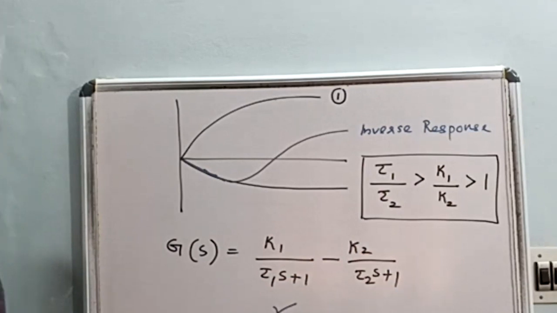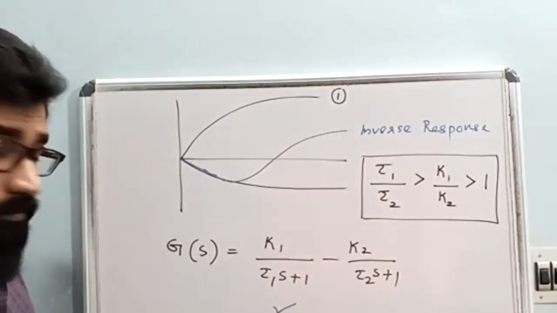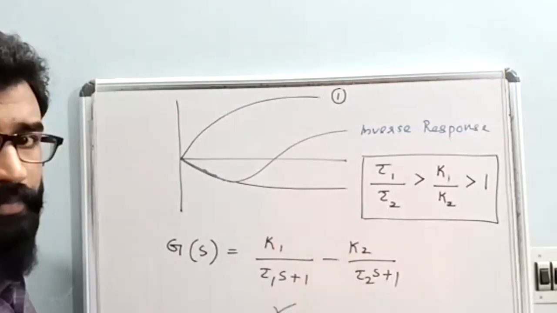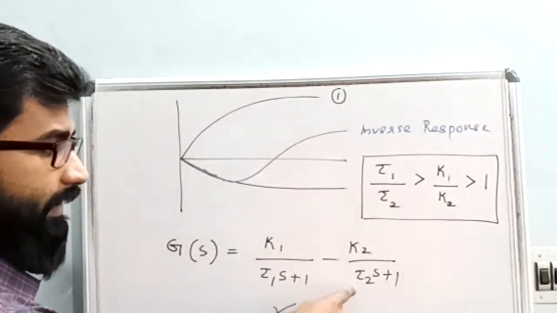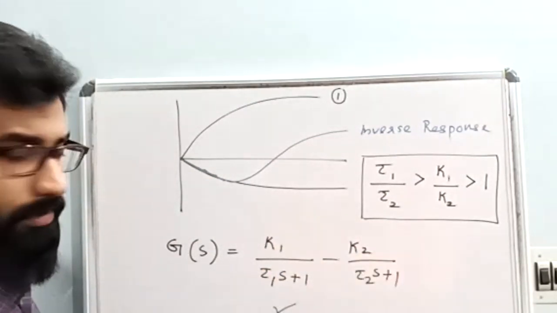So don't worry. So tau 1, tau 2, this is the meaning. So tau 1, tau 2 greater than K1, K2 greater than. This is the basic condition you need to check in the equations given to you. Now cross multiply this. So you will get K1 into this, K2 into this.